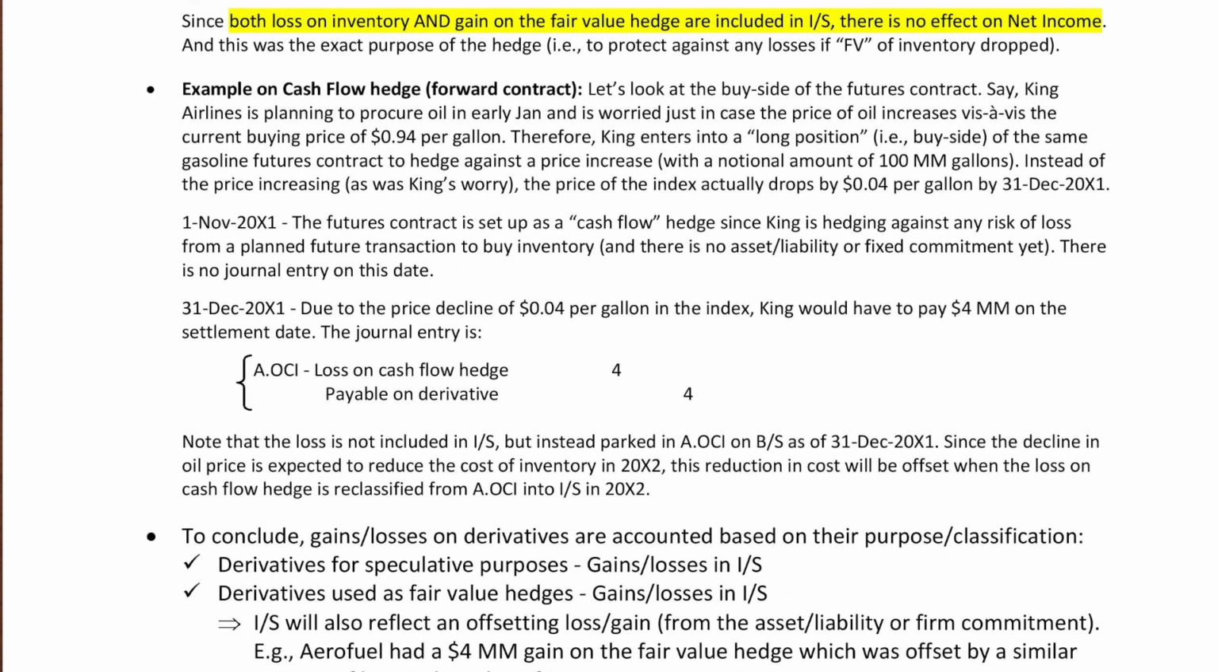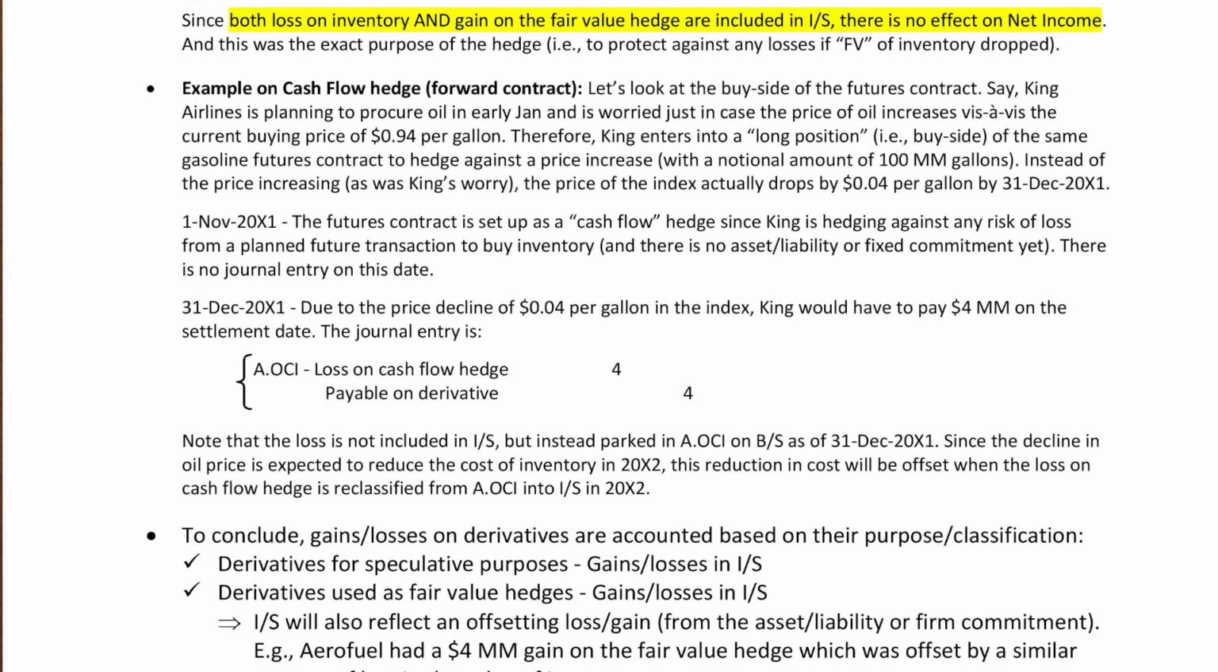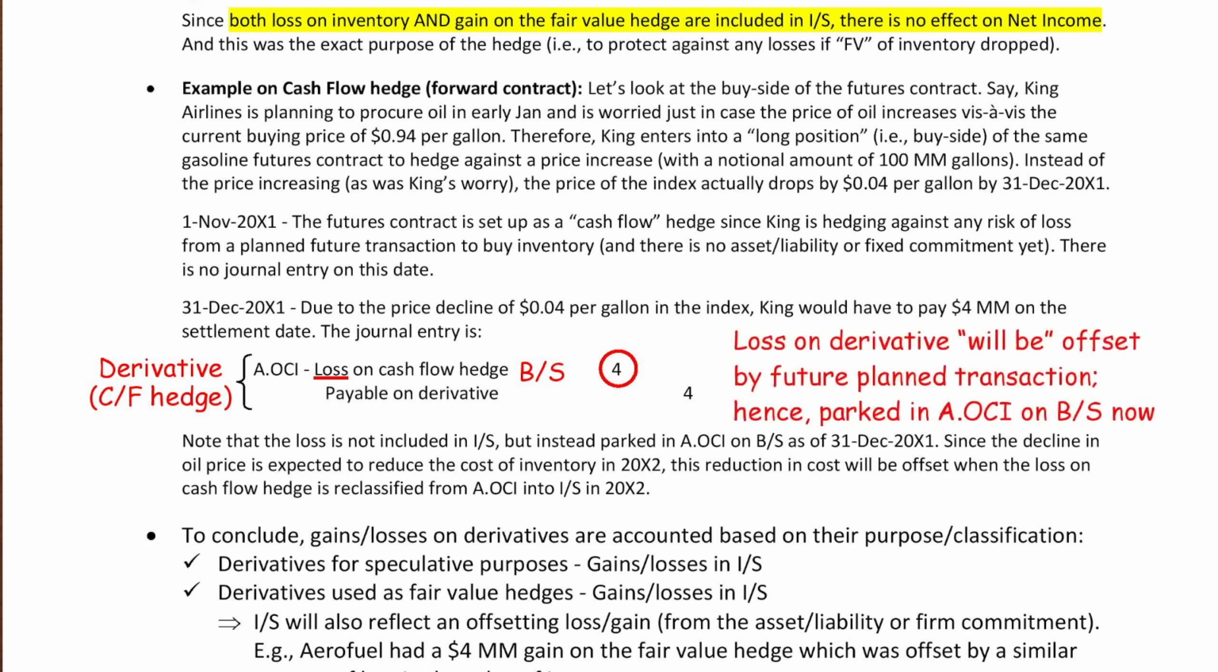Next, we're looking at the cash flow hedge. Now, going to the journal entry there, write derivative cash flow hedge. And the debit here is to the loss on the cash flow hedge. Underline loss, write B/S because this loss goes to accumulated OCI on the balance sheet. Circle the 4 million and write loss on derivative will be offset by future planned transaction. Hence, it's parked in accumulated OCI on the balance sheet now.